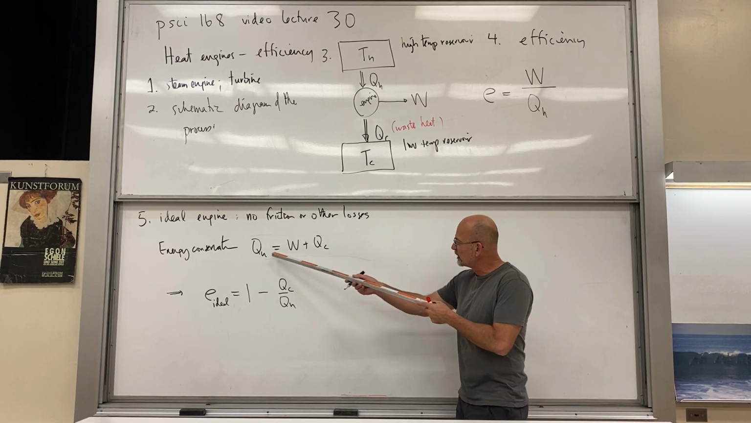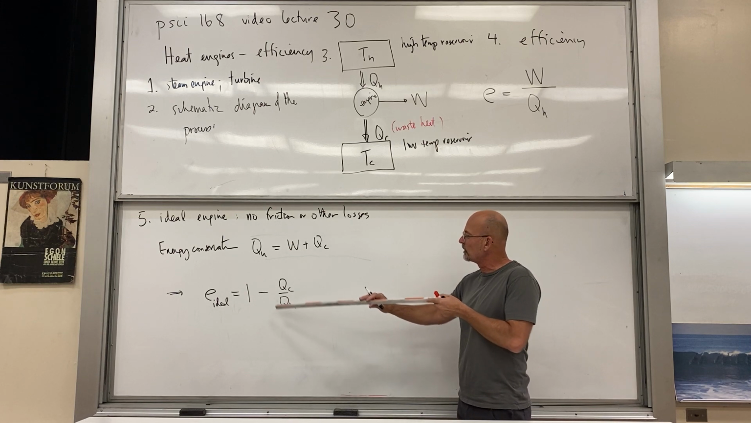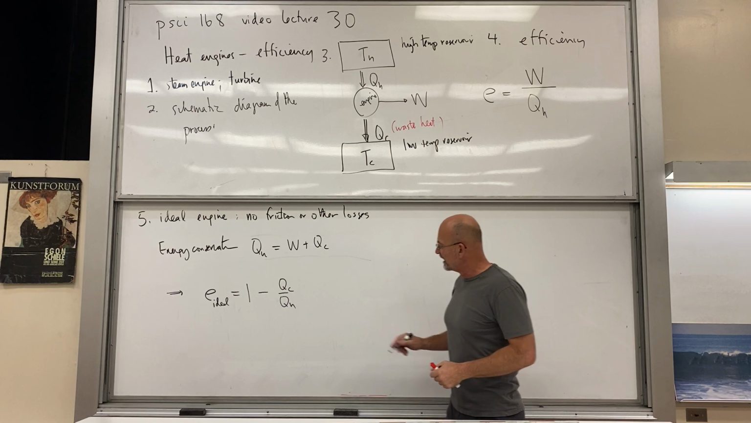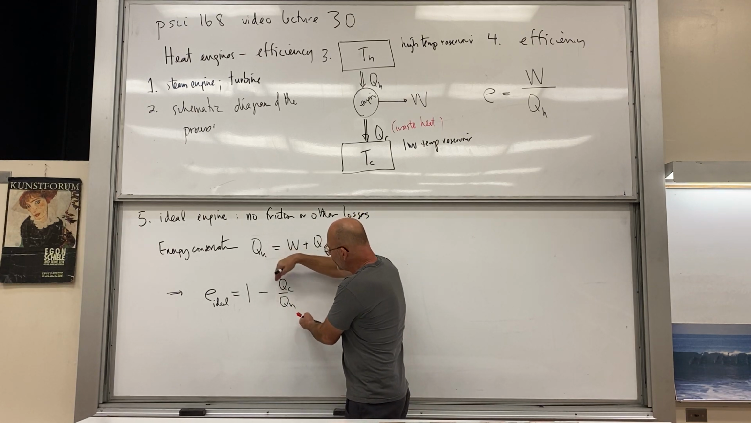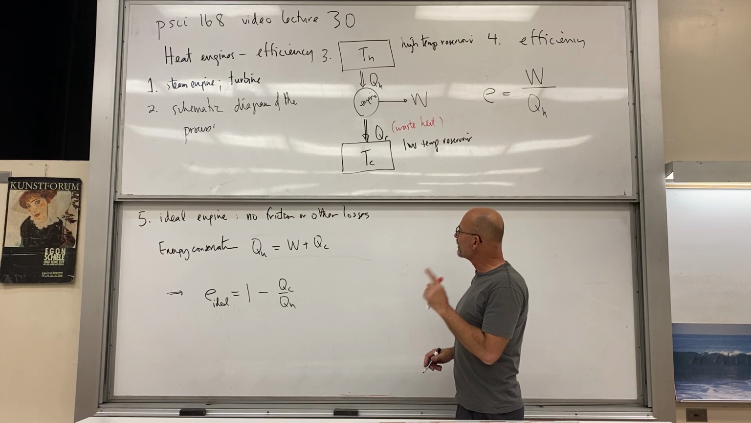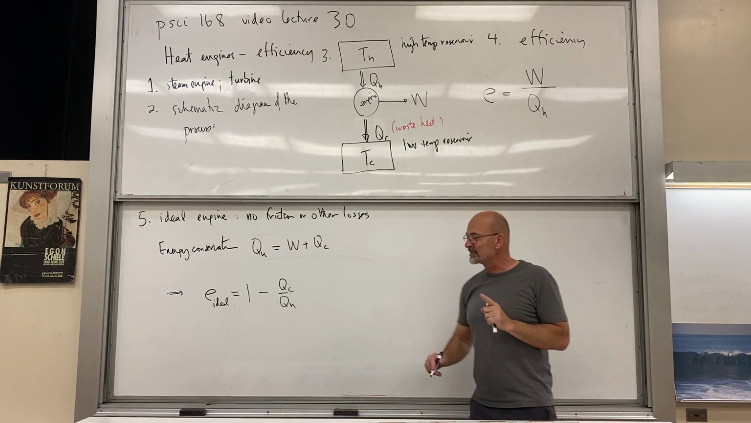So the W was QH minus QC. I divided by QH and I obtained this. So we had that last time. That's no problem. Clearly less than 1 because we're subtracting something off. And now I'm at the point that I left off last time.